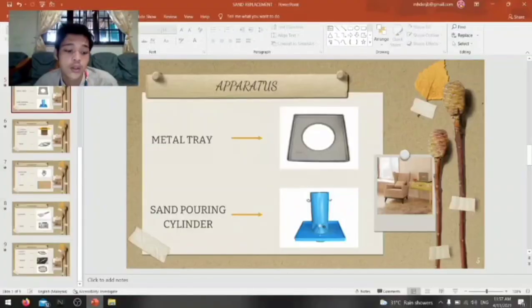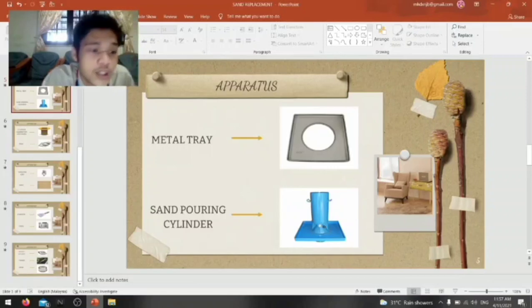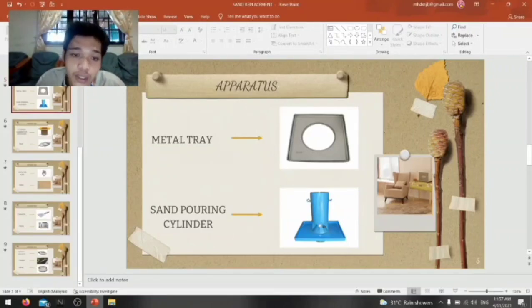Thank you, Waybyern. So my name is Muhammad Najib. So my matric number is 05DKA20F1058. So in this sand replacement, we need some apparatus. So this is the apparatus.